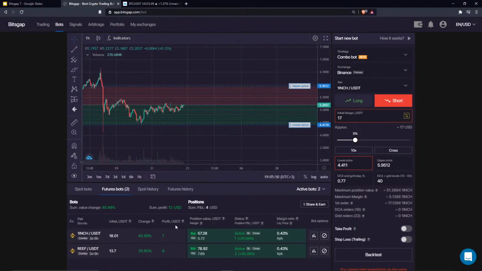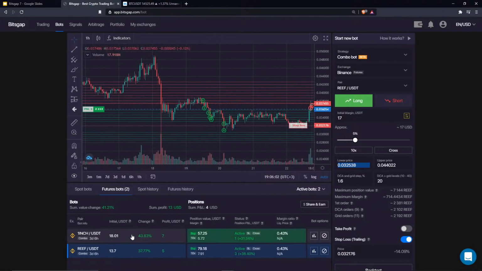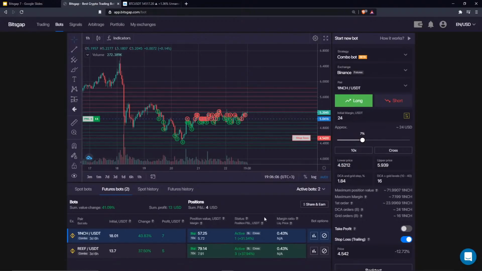So I have two active bots right now. The one trading on 1inch, and it's been like 3 days and 6 hours so far, and Riff. Yeah, so the thing is that here I have all the metrics I need to really see whether or not I generate returns or I'm actually losing money.